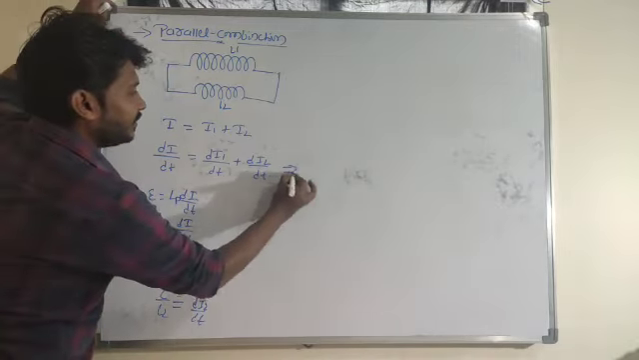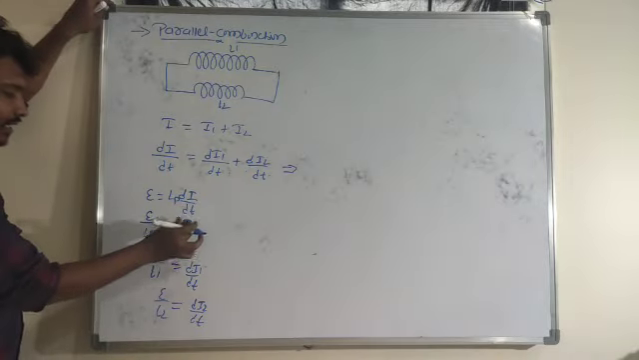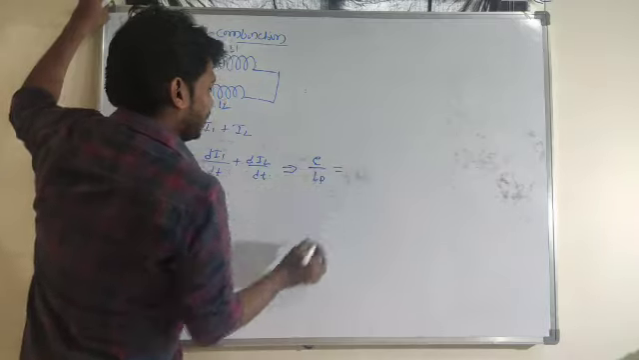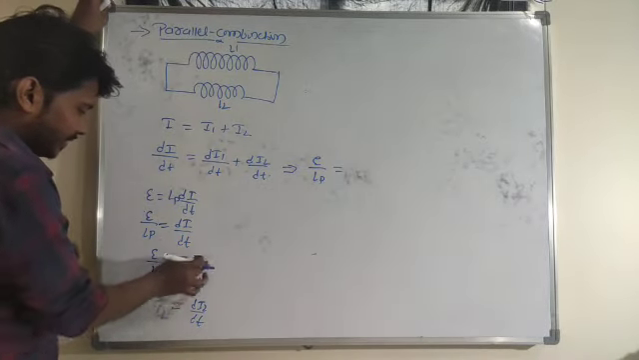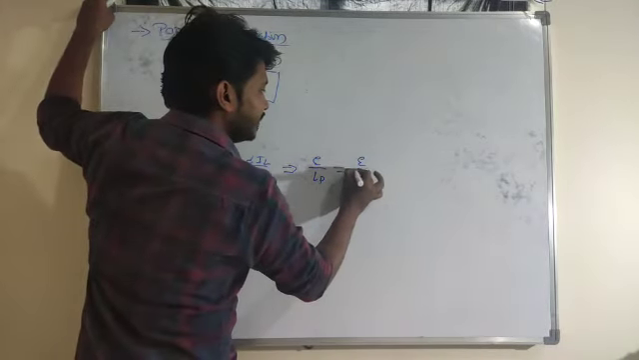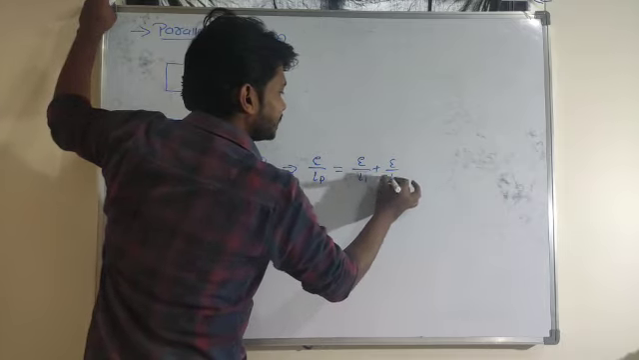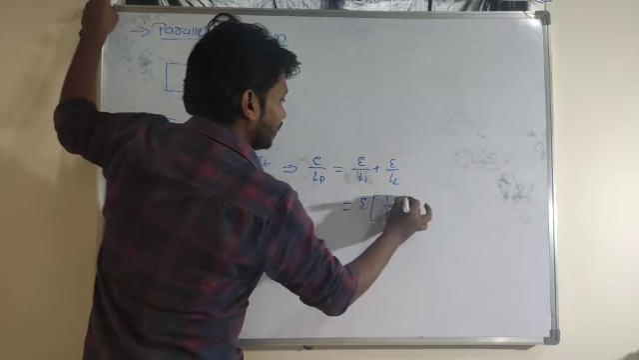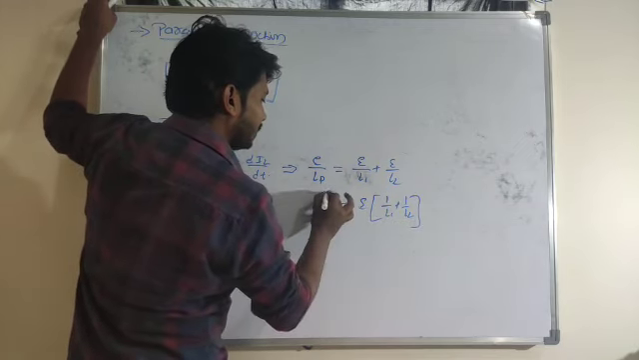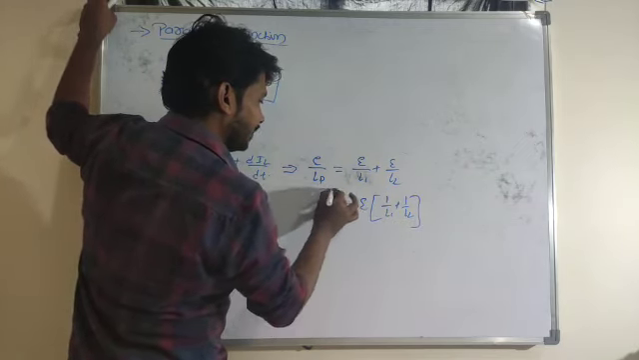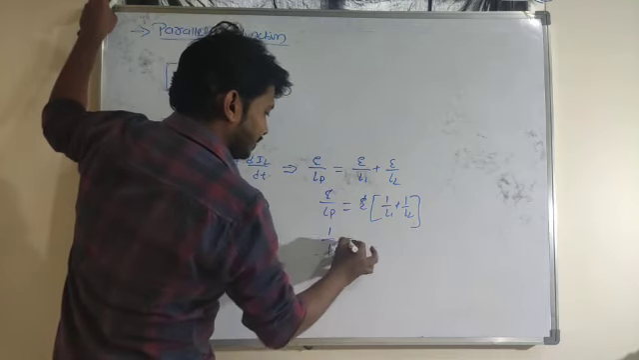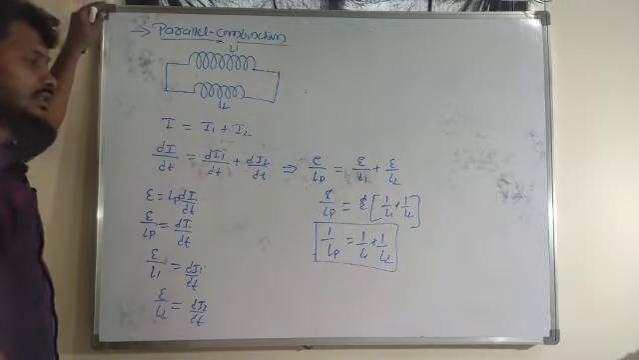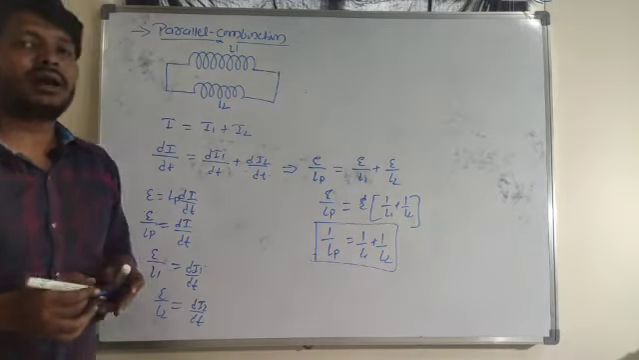So this equation I can rewrite here. di by dt is nothing but E divided by L_P, and di1 by dt means E divided by L1, plus E divided by L2. So E by L_P equals E times (1 by L1 plus 1 by L2). So 1 by L_P is equal to 1 by L1 plus 1 by L2. So this is about a parallel combination.